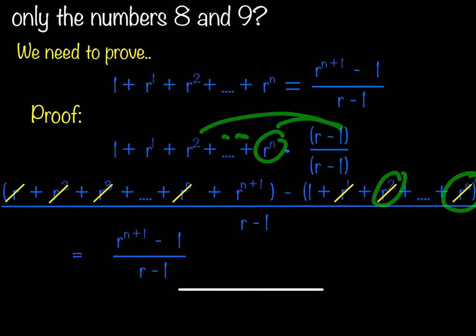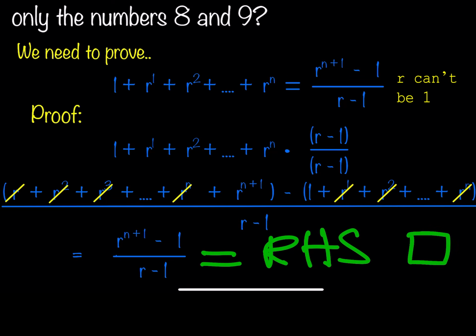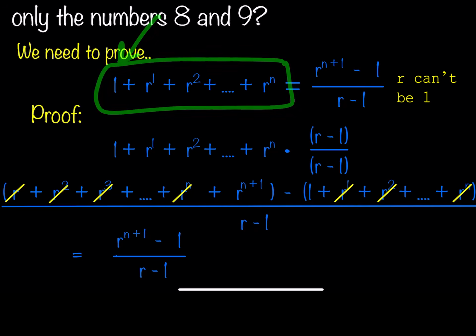Now, look at how things cancel. That's an r minus an r, they cancel. R squared cancels, r cubed cancels with an r cubed in there. R to the n cancels with that r to the n. The only thing left over is r to the n plus 1 minus 1. And that, ladies and gentlemen, is what we were trying to prove, which equals the right-hand side. And we are done. So that's our proof. So this formula does work when starting from 1 on a geometric sum from 1 to r to the n.